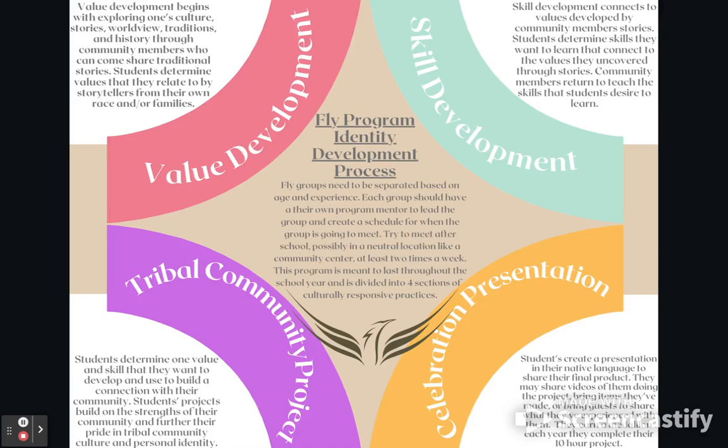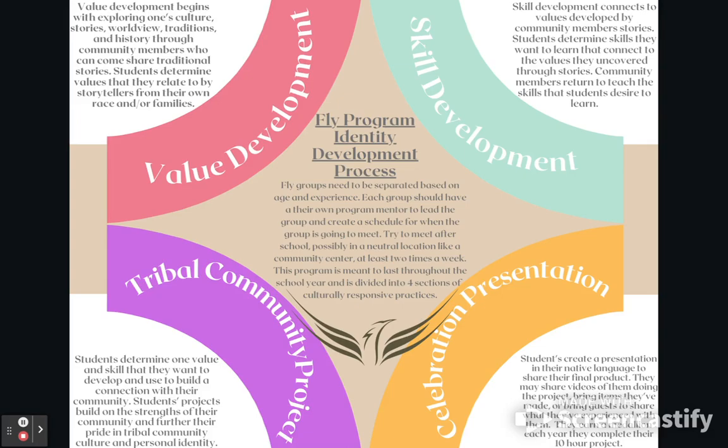There are 4 main components to the identity development process in the FLY program. Groups should be separated into age group and experience. You might have a lower level, upper elementary level, middle level group, depending on your numbers, age, experience.